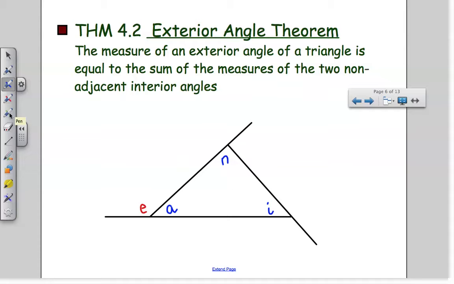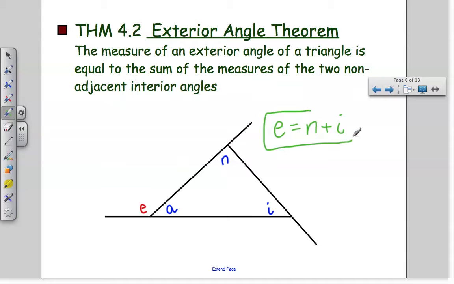So what this is saying is that the measure of this angle E is equal to the total of N and I, the two angles that are not next to it. I don't want the adjacent angle, but I know an exterior angle is equal to the sum of the two that are not next to it, the non-adjacent interiors. That's what this theorem is saying right here. And the reason why, I'm going to illustrate here.